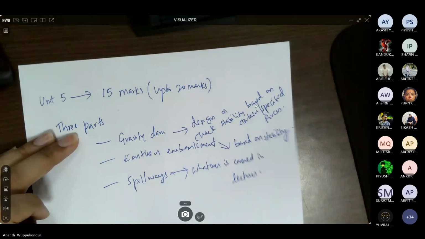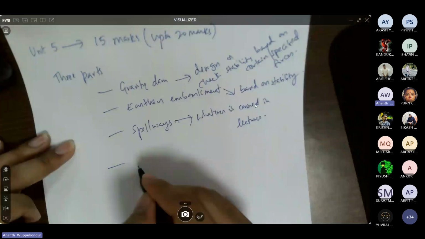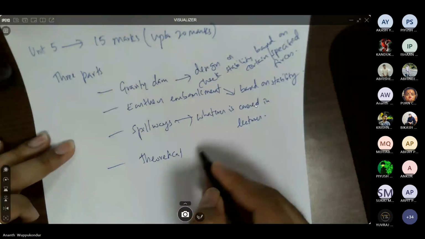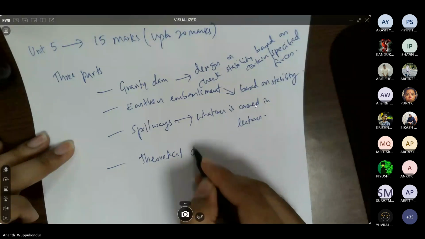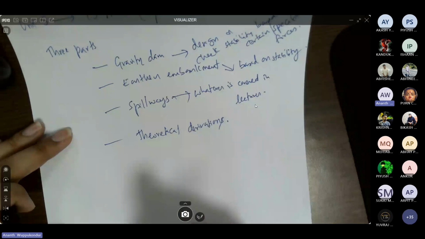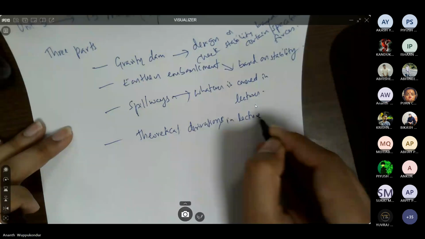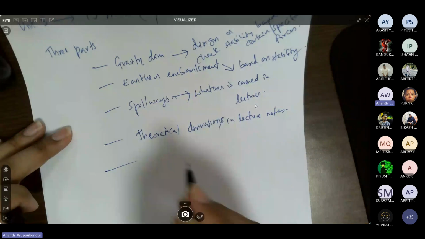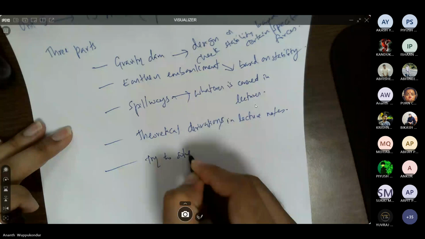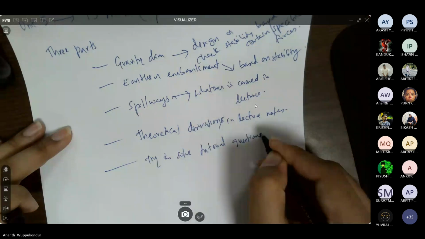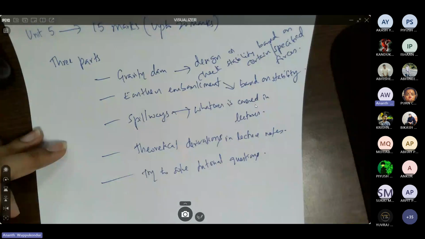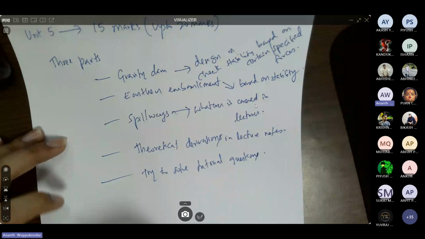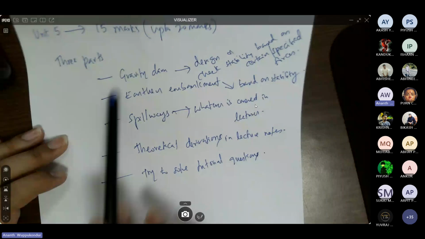And you need to also check if we did any theoretical derivations. So you need to go through the theoretical derivations in the lecture notes, and also try to solve tutorial questions. So this is all you need to do for the exam. And those 15 marks would be coming up from all of this.